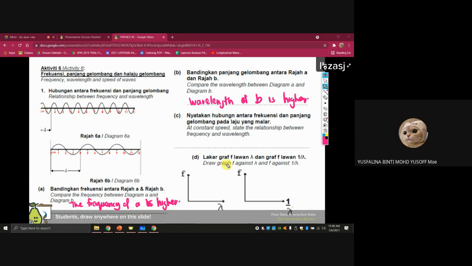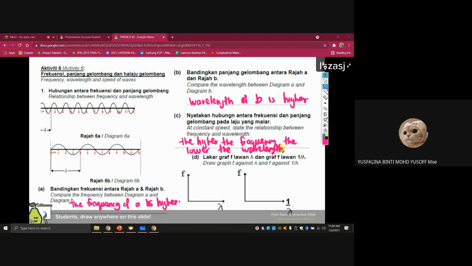So it should be, the higher the frequency, the lower the wavelength. Teacher, can we use longer wavelength and shorter wavelength? Okay, sure, can.